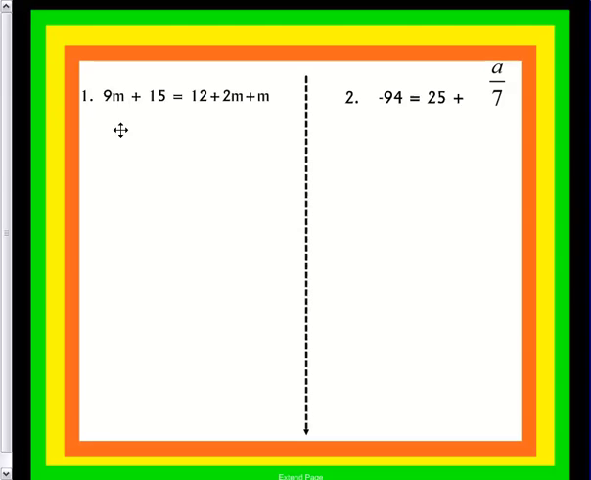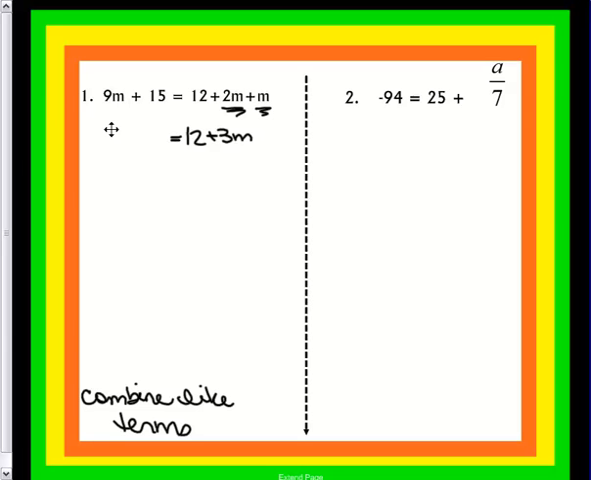So the first thing that we're going to do is combine our like terms. Okay, that's the step that I've been seeing a lot of people forgetting to do. So combine like terms. What do I mean by that? Let's look on this side. Can 9m be combined with 15? No. What about 12 and 2m? No, but what about 2m and m? Yes. So 2m and m get combined. And I have 3m on this side with 12 and 9m on this side with 15.